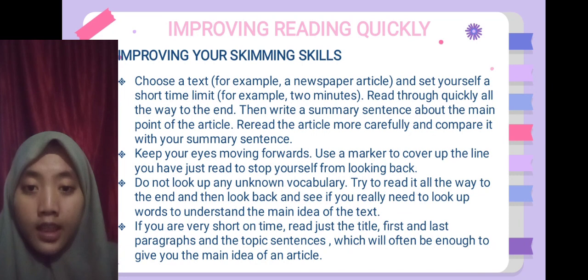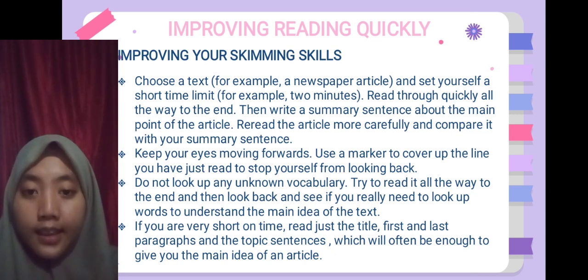Improving reading quickly, for example, improving your skimming skills. One, choose a text, for example, a newspaper article, and set yourself a short time limit, for example, 2 minutes. Read through quickly all the way to the end. Then, write a summary sentence about the main point of the article. Reread the article more carefully and compare it with your summary sentence.